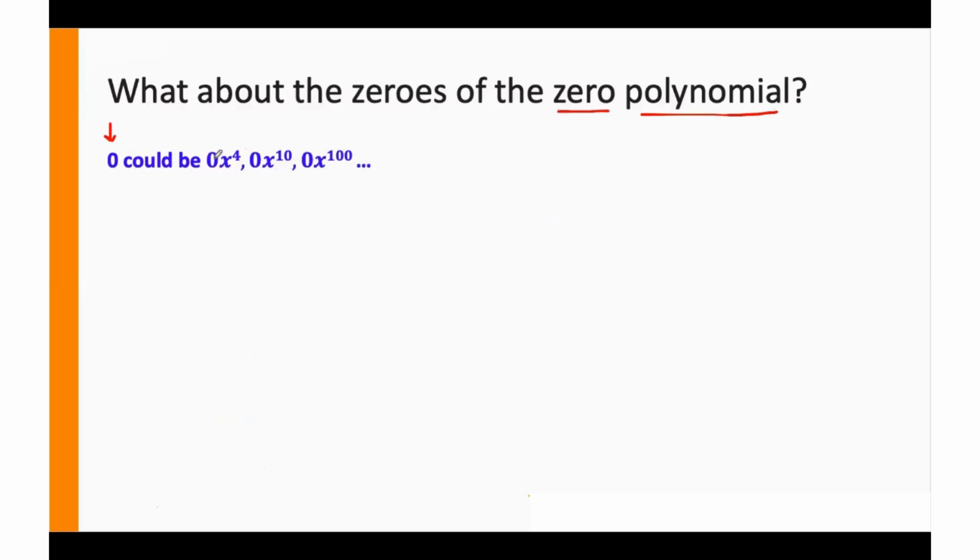So the variable with 0 can have any power. It could also be 0x raised to power 1 lakh or 10 lakh or 1 crore. It could be any power of x. It doesn't matter because it's a 0 polynomial. So what about the zeros of this polynomial? What value will I put in x so that it remains 0?